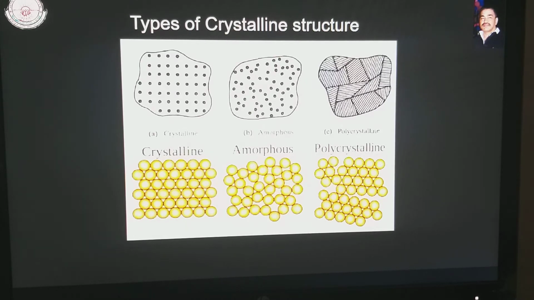The last one, polycrystalline, you see the boundaries are there. So these are called grain boundaries, and periodicity is maintained within a grain structure. That is, the grains may not be equal. Some grains are small, some grains are larger. So this picture gives a more clear idea about crystalline, amorphous, and polycrystalline solids.